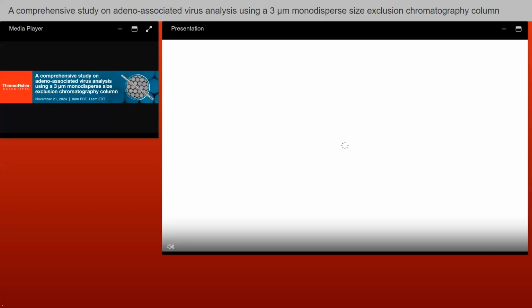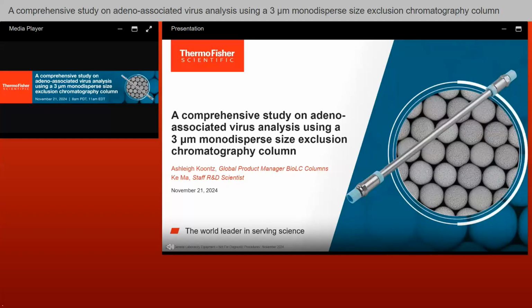Thank you. Hello, everyone. I'm Ashleigh Koontz, and today we will be going over a comprehensive study of adeno-associated virus analysis using our newest 3-micron monodisperse size exclusion chromatography column. I'm the Global Product Manager for BioLC columns at Thermo Scientific, which includes DNA Pack, ProPack, MabPack, and now our new SurePack family. I'm here today with Kav Ma and looking forward to going through this presentation with you.